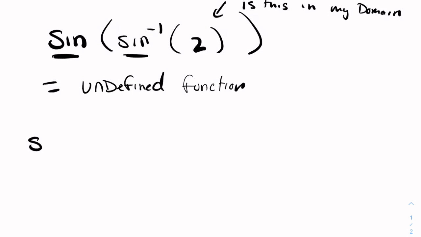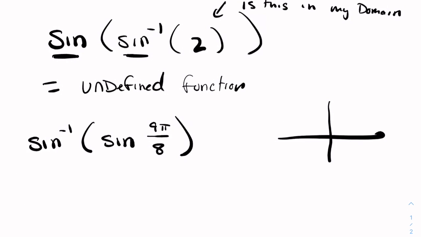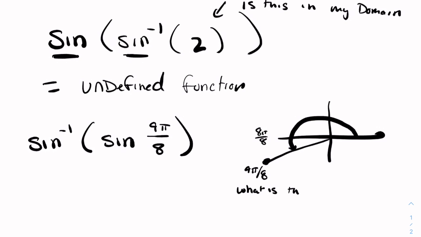Similarly, what happens if we say inverse sine of sine of 9 pi over 8, which is asking at what angle? Well, we have to think, where in the world is 9 pi over 8 on the unit circle? If we drew 9 pi over 8, we see that it's in the third quadrant. Let's say this is 9 pi over 8, because 8 pi over 8 would be pi. And we should think, what is the y value? And the y value here is negative.